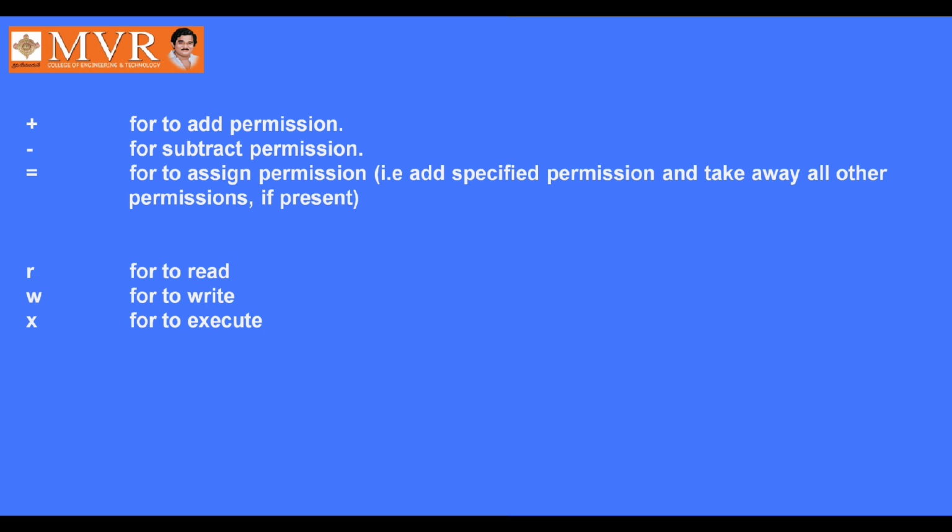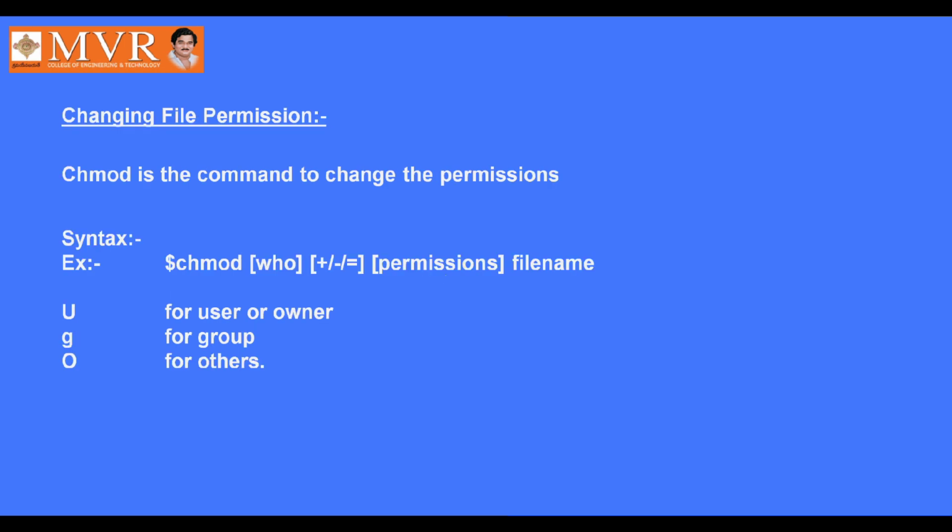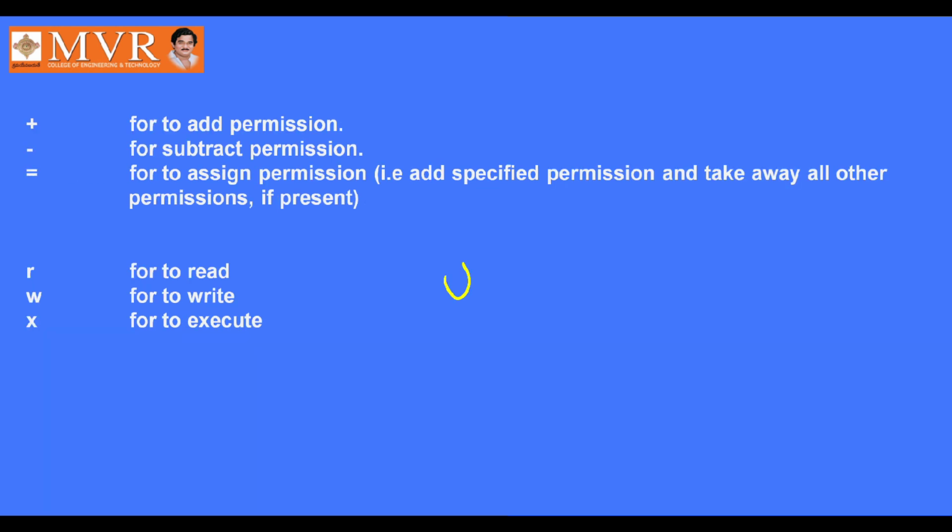So as I said, you need to remember these things here. U is used to represent user or owner, G is used to represent group, and O is used to represent others. Plus is used to assign permissions, minus is used to subtract or remove permissions, and equal to again assigns permissions and at the same time removes all other permissions. And R is used to represent the read permission, W the write permission, and X the execute permission.